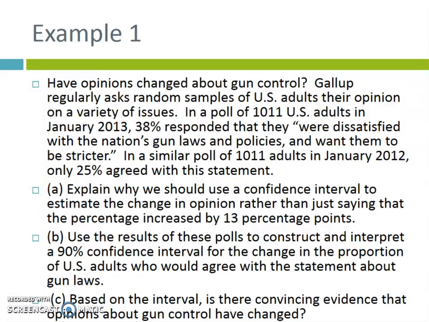So we're going to do 3 things here. We're going to explain why we should use a confidence interval instead of just saying that the percentage increased by 13 points. And then we're actually going to construct and interpret a 90% confidence interval. And then kind of come to a conclusion based on the interval that we get. Is there convincing evidence that the opinions have changed?